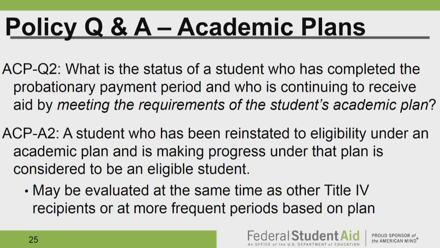What if you only have an academic plan that's one payment period? You can do that, but what happens if they don't meet the general SAP standards? They might be meeting the academic plan requirements, but if they're still not meeting the general SAP standards, what happens at the end of that probationary period? They're not eligible because they're not meeting the standards and the plan doesn't continue. So what do they have to do to continue? They'd have to appeal again. So be careful on the length.